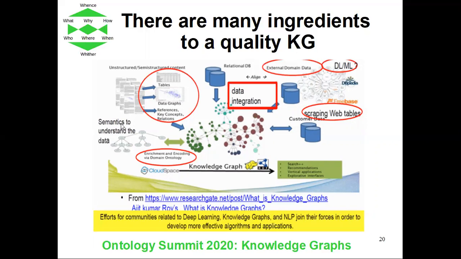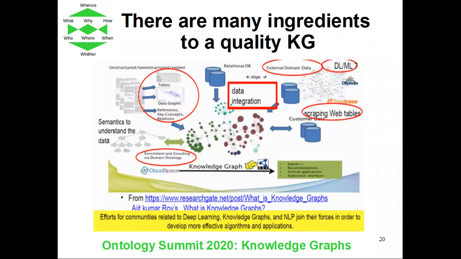And you see, of course, all that being integrated into a graph-like form in the middle, but it is important to note that on the bottom level, you have the role of domain ontologies to actually improve the quality of all this stuff that's getting mashed together inside here. And as it says in the yellow box at the bottom, efforts from communities related to deep learning, knowledge graphs, and natural language processing join their forces in this arena of knowledge graphs in order to develop more effective algorithms and applications. And that is indeed part of the inspiration for the track.